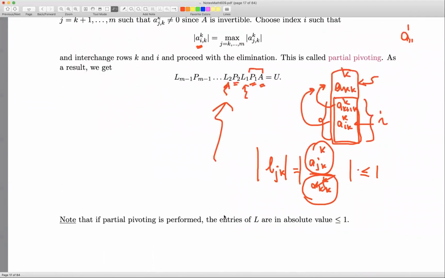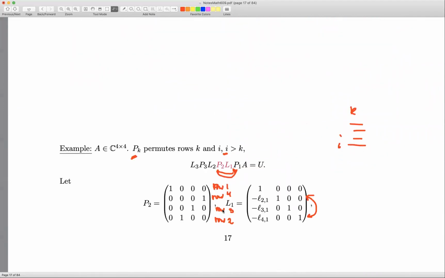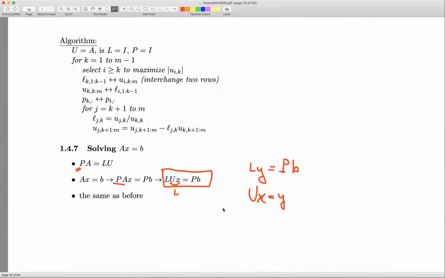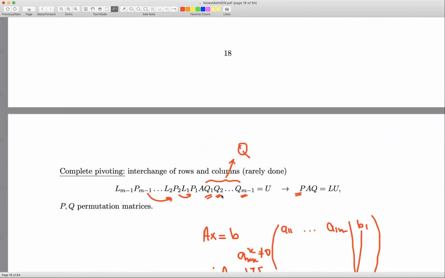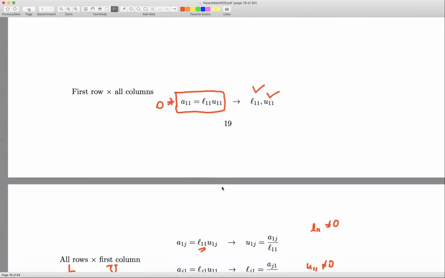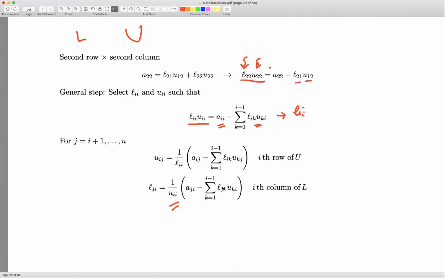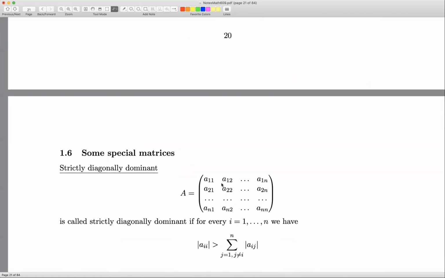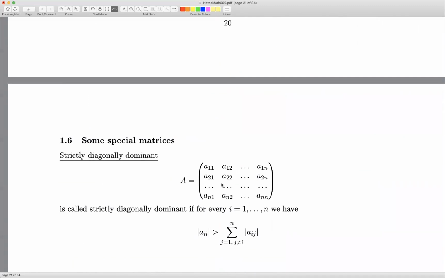Now, what will happen is that we will discuss several other matrices for which this is true. And we are going to use those types of matrices later. But the definition will be given now. So a matrix A is called a strictly diagonally dominant matrix. It is a square matrix. It's called strictly diagonally dominant if for every i we have this inequality.